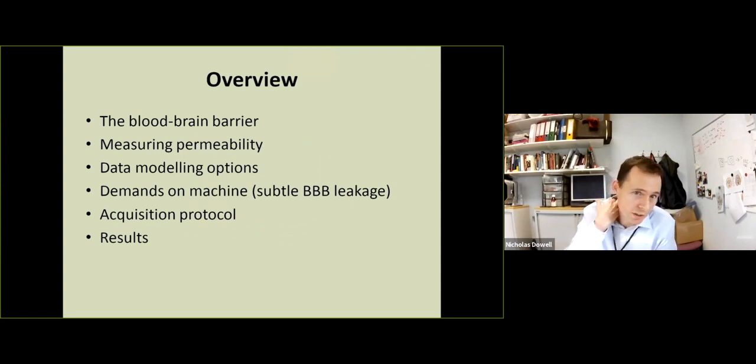So I'd start off by just giving you an overview of why you might want to look at the blood-brain barrier, what it is and what it does. I'll go through some of the modeling options of the signal that we use and describe some of the challenges involved, and then give you an overview of the current acquisition and some examples of some encouraging results.